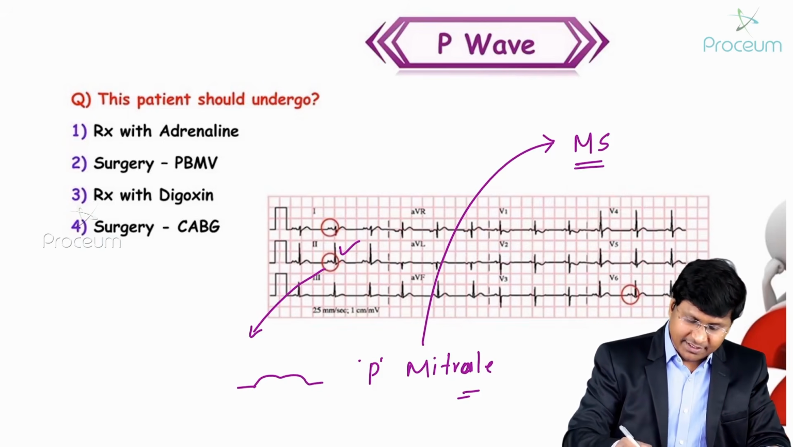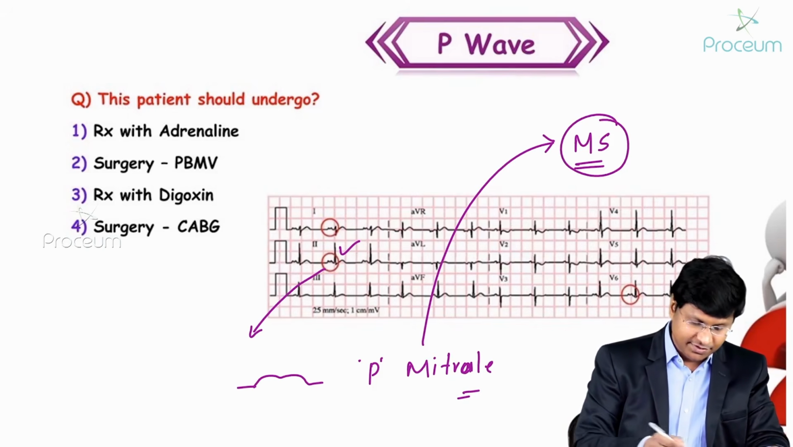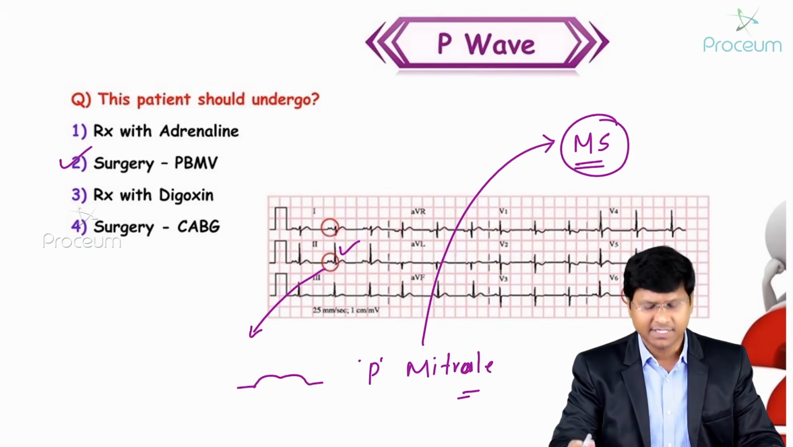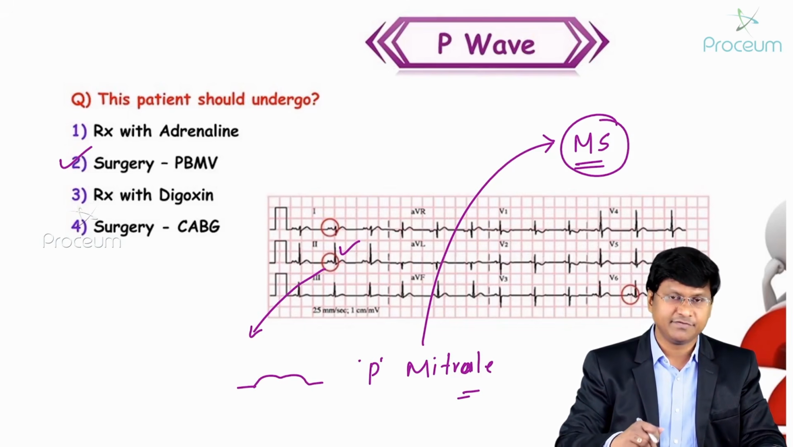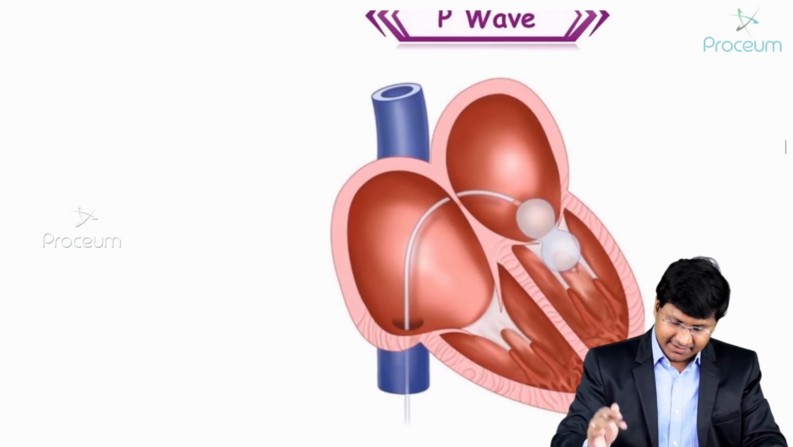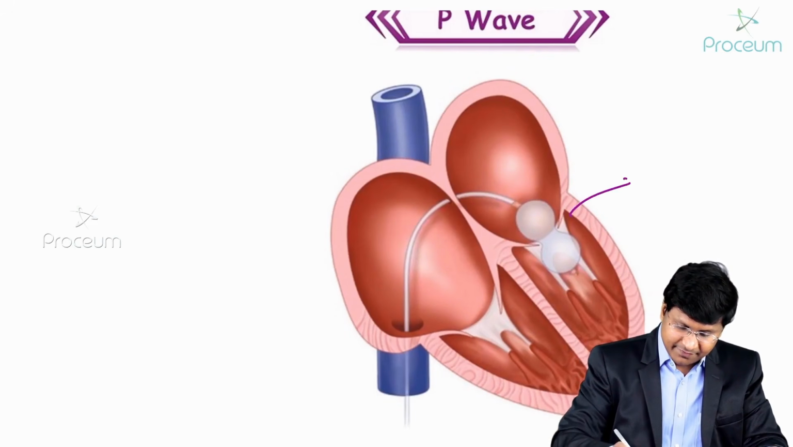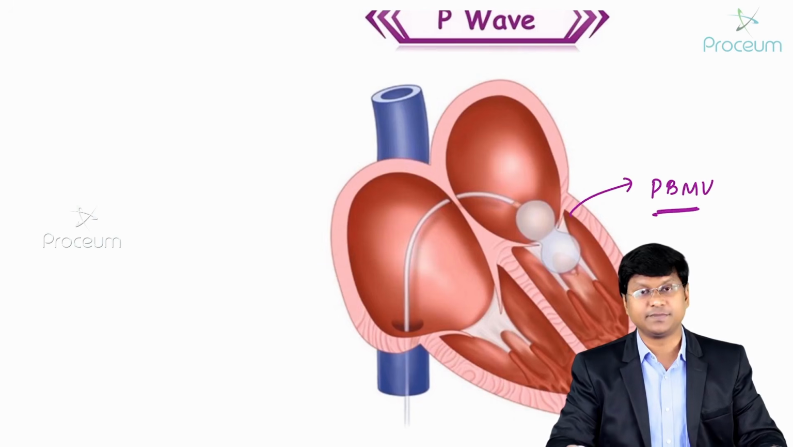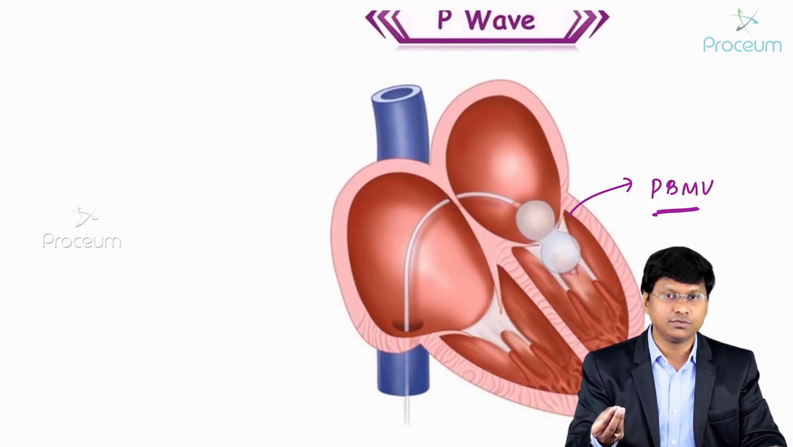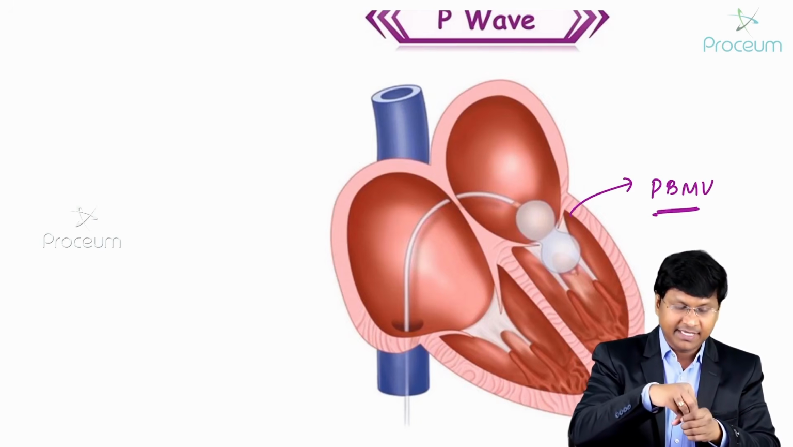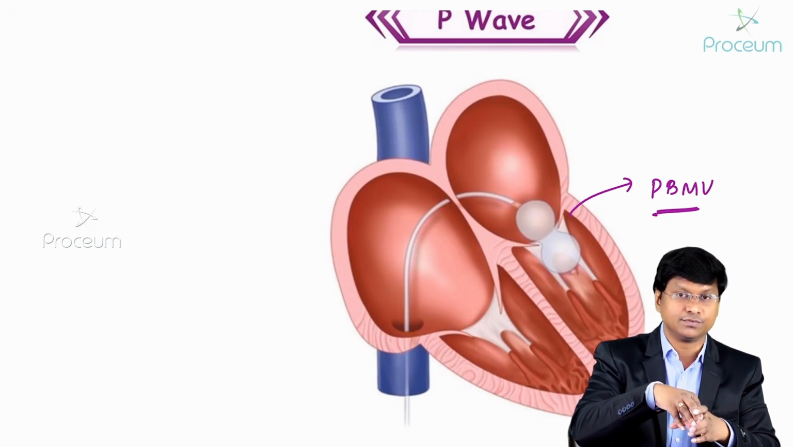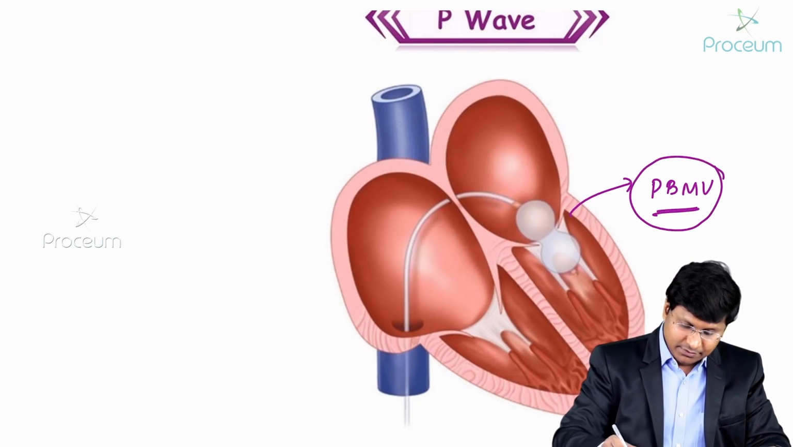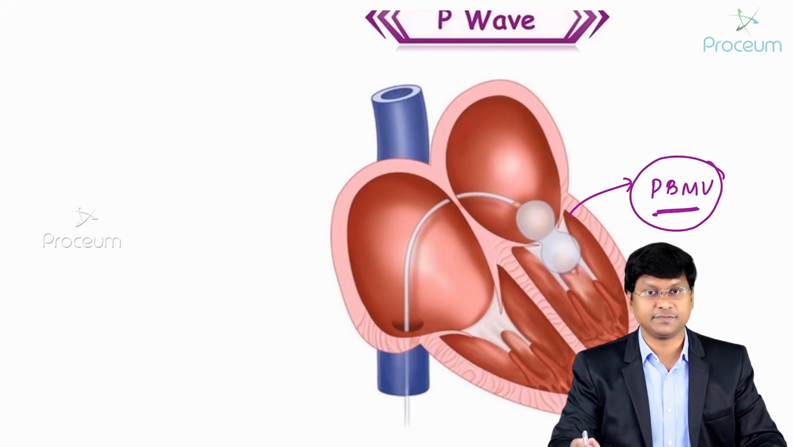So, in patients with mitral stenosis, what is the treatment? The treatment you have to give is PBMV, that is percutaneous balloon mitral valvotomy. I'll be discussing P mitral in detail, but before that, this is your PBMV. What do we do here? We bring an inoue balloon up to the level of the mitral valve, keep it at the level of the mitral valve, and inflate the balloon. That will cause opening of the mitral valve, and that is called PBMV.